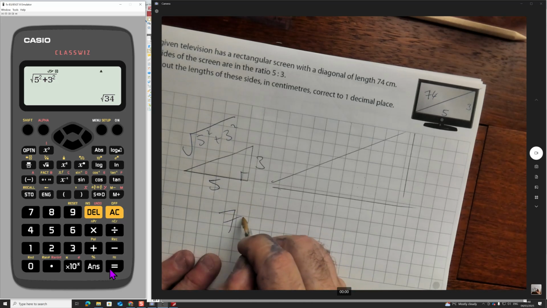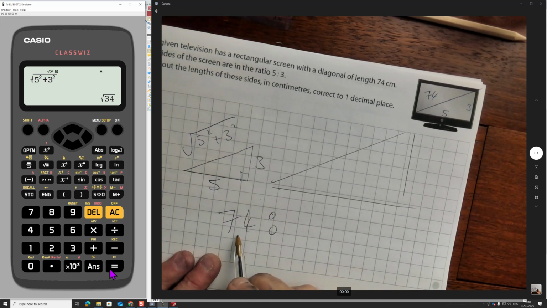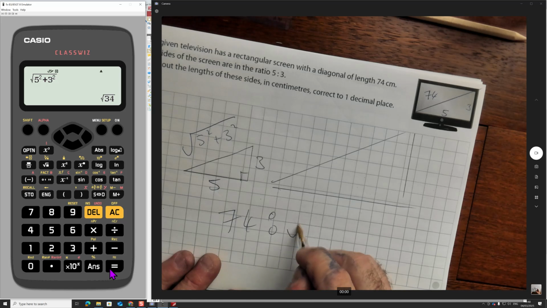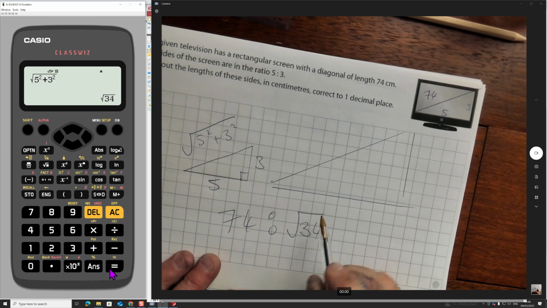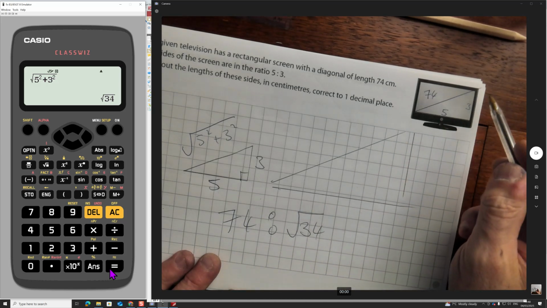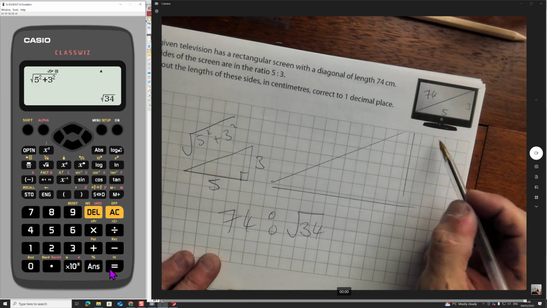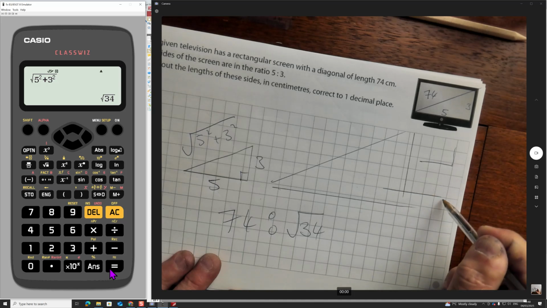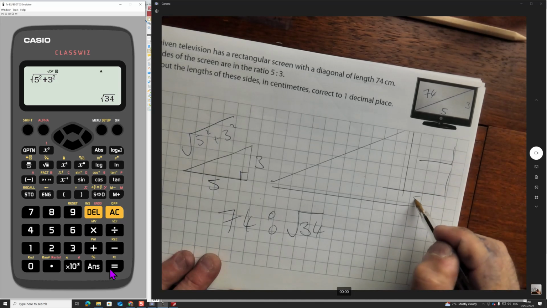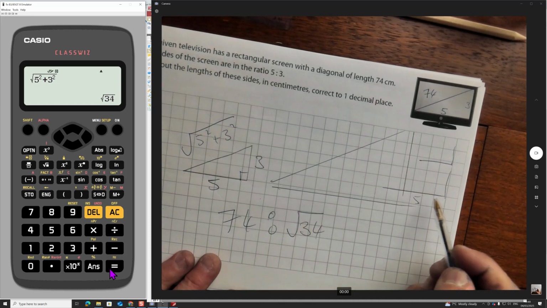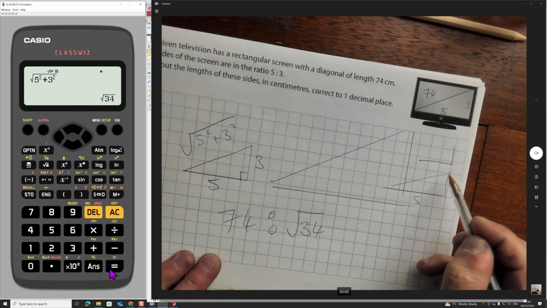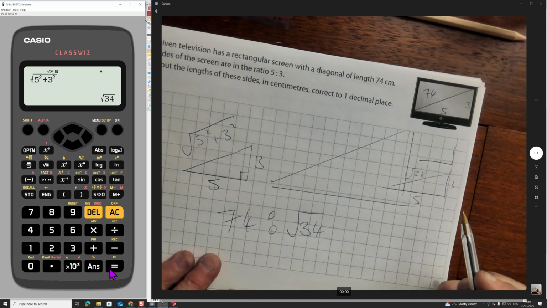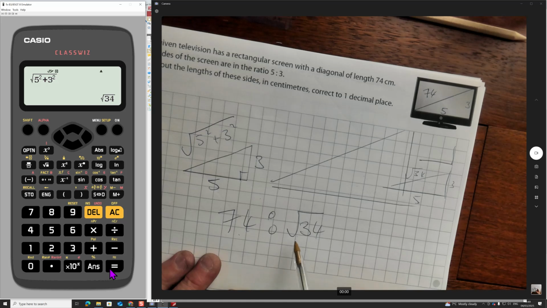So the question is, how does 74, so this is a direct proportion, 74 is to square root of 34. That's the actual triangle to the baby model. So why did we use 5 and 3? Because they told us the ratio is 5 is to 3. So we could say, okay, let's make it 5 centimeters and 3 centimeters, making this root 34 centimeters. So this is a real number if I divide them in, which I will.